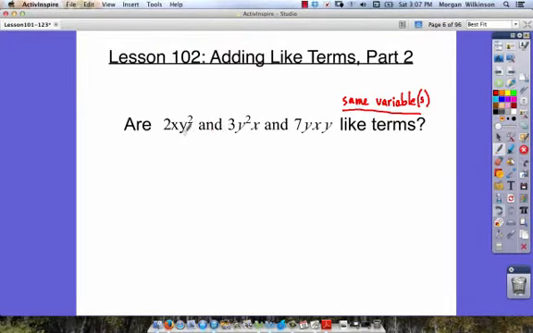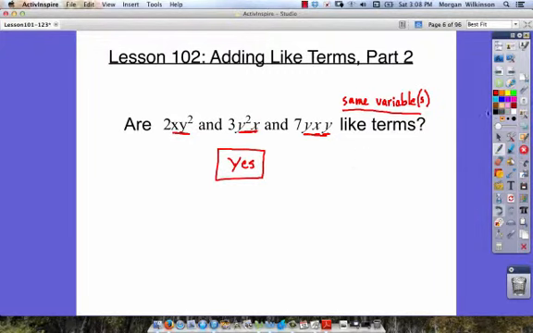So what we're looking at here is to see if all of our variables are xy squared. Well, we've got xy squared, then we've got xy squared. Those are the same because order of multiplication doesn't matter. Then we have x, y, y, and we know y times y is y squared. So the answer to this question is, are they like terms? Yes, they are definitely like terms.